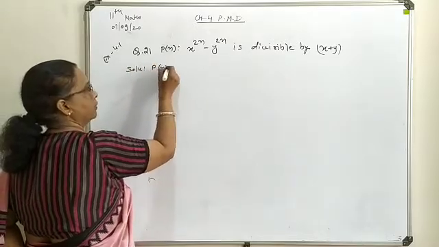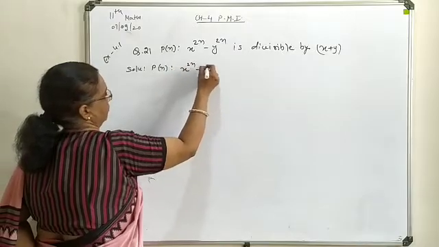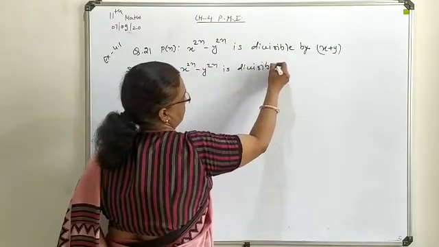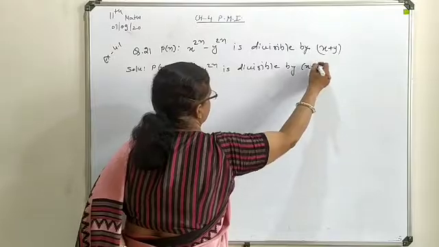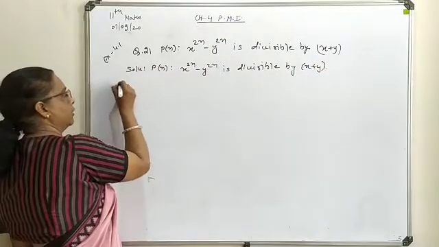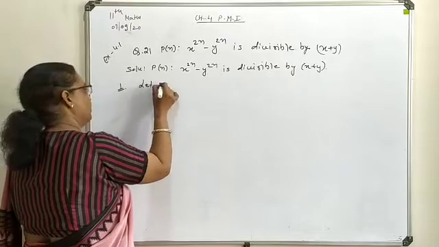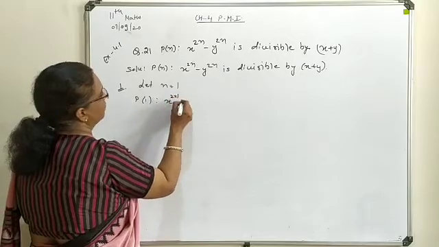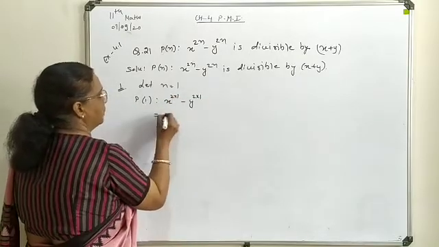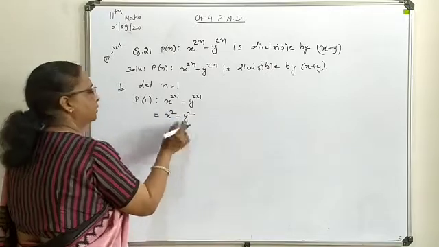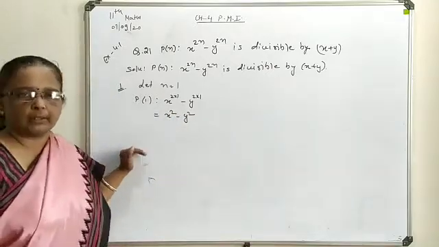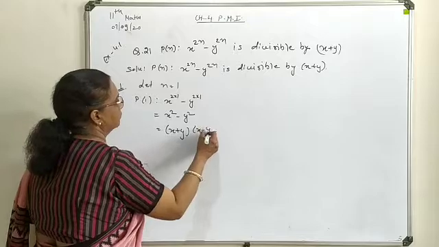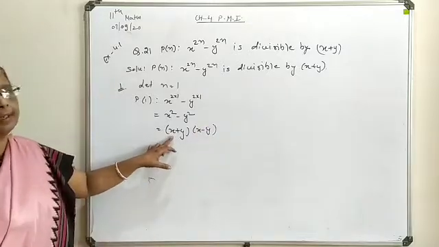This is our question frame. Let's start with the first step. Let n is equal to 1. So Pn we will write as x power 2 into 1 minus y power 2 into 1, that means x square minus y square. We know it can be factorized as x plus y and x minus y, which means easily it is divisible by x plus y.